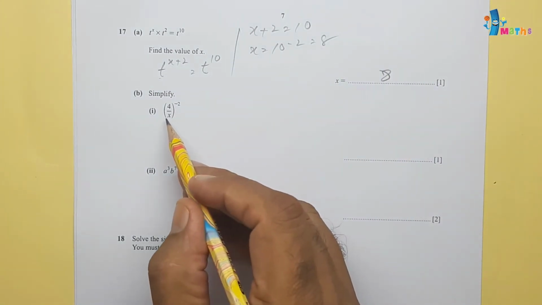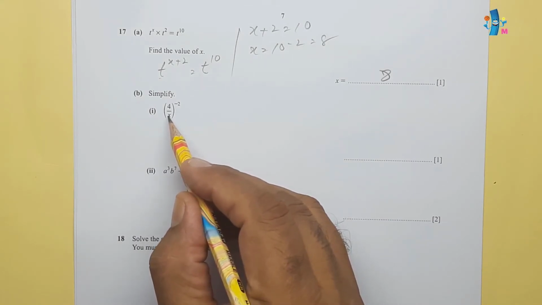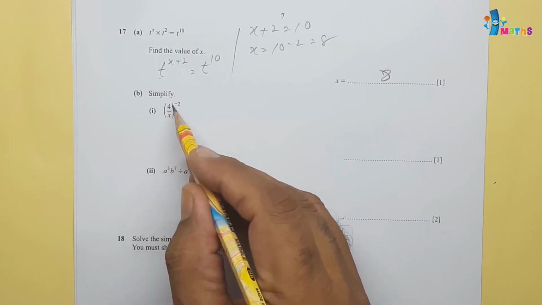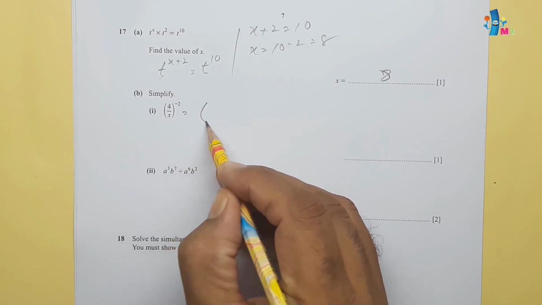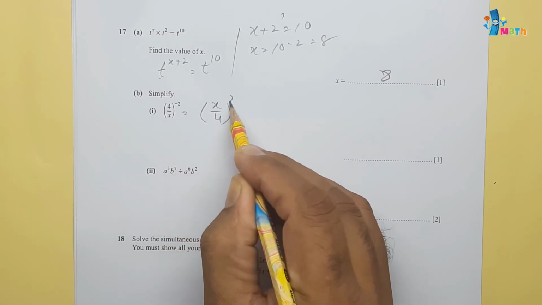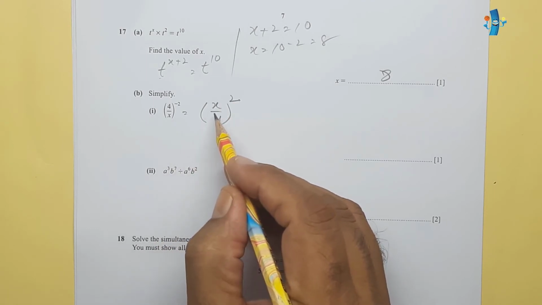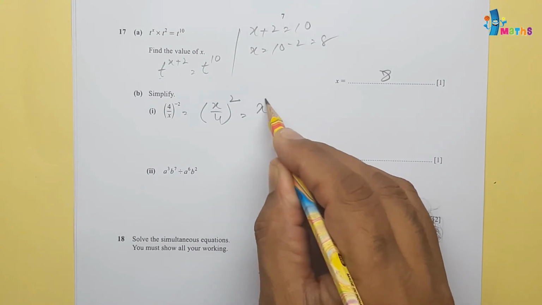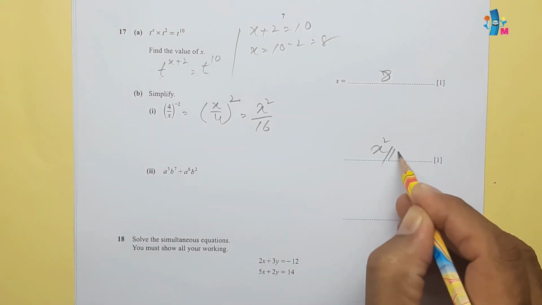Next, simplify this 1b part. So we can write separate powers, or first of all this minus we can accommodate by swapping the numerator with the denominator. So we can write x by 4 and square. So minus we have accommodated inside the brackets, and next will be x square over 16. So this will be our answer, x square over 16.